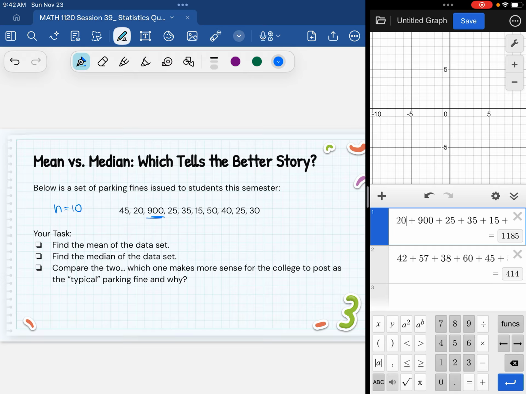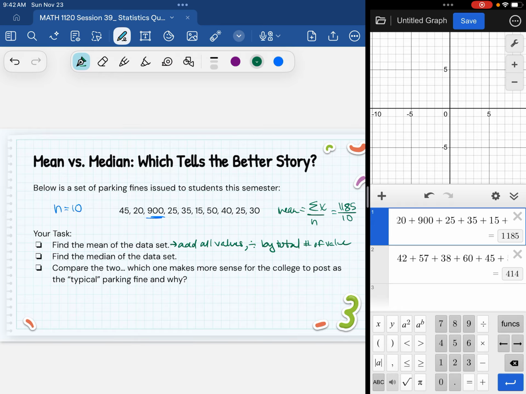And we're first asked to find the mean of the data set. So we want to find the mean. That means we're going to add all the values and divide by the total number of values. Okay, so that's the same as saying that the mean equals the sum of all the x, that's the values, over n. So if you look at my calculator on the right, I've already typed in those 10 values, and I have a sum of 1185, and there were 10 students.